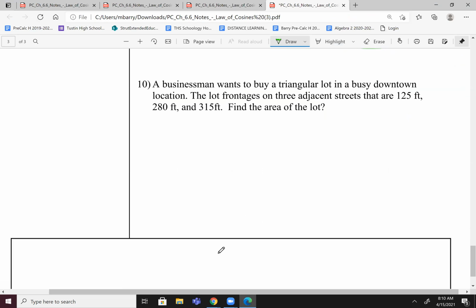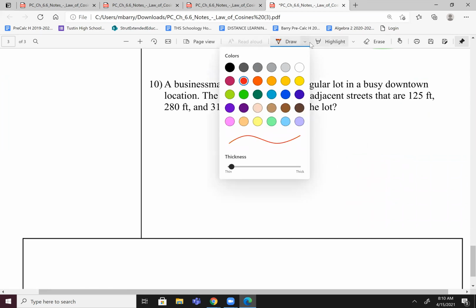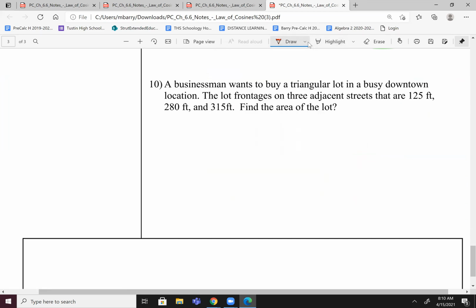All right, last one here, going to be a tricky one for sure. A businessman wants to buy a triangular lot in a busy downtown location. The lot frontages on 3 adjacent streets that are those feet lengths. What is the area of the lot? Okay, so it does not say that this is a right triangle, so I'm not going to assume it is. So we just have 3 sides here that are 315, 280, and 125 respectively.